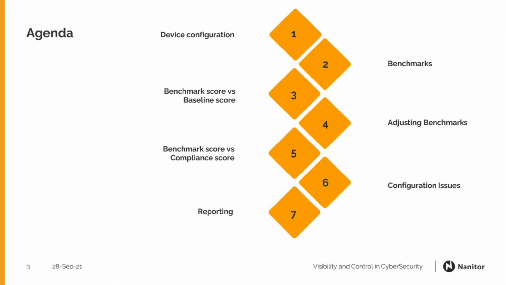And then we will also look into the benchmark score versus the compliance score. So there is another score that is displayed in Nanitor, and I will tell you where that number comes from. And then we will look into configuration issues. Each time that Nanitor is spotting a misconfiguration on any device, then Nanitor will also raise or flag an issue, and all those issues are collected in Nanitor, and we will look into them.